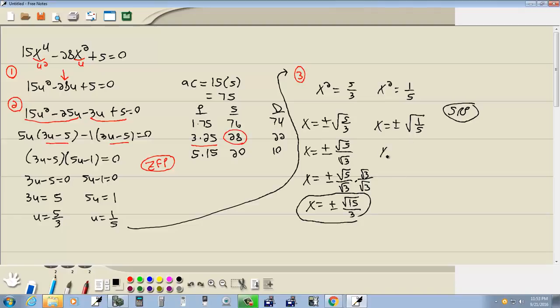Do the same thing in this one. Split this up, put a square root around top, square root around the bottom. Now square root of 1 is 1, so that drops away. And we can't have the square root in the denominator, so we multiply the top and bottom by the square root of 5 again. And that gives us plus or minus square root of 5 over 5.